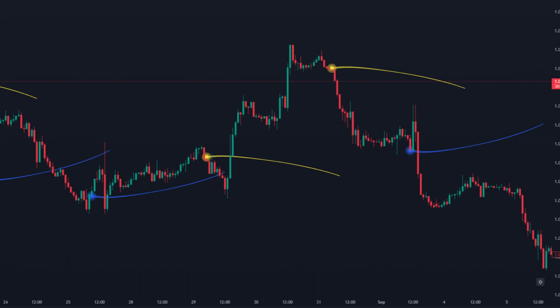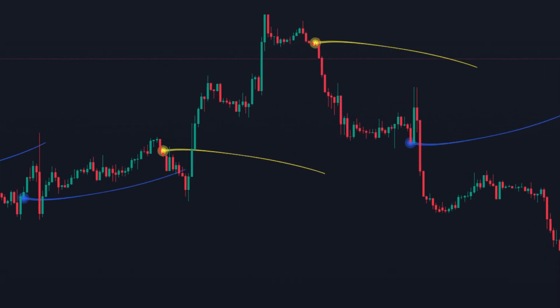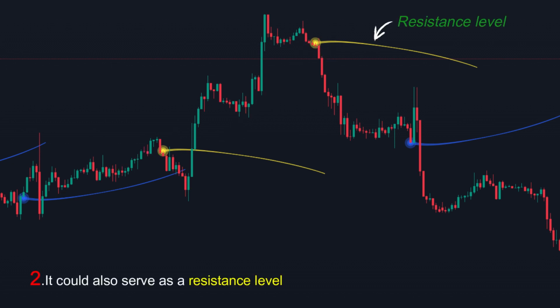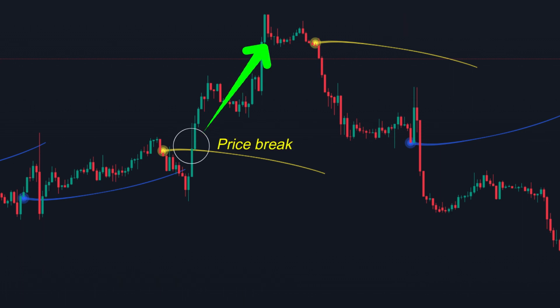Now let's discuss how this indicator works to identify trend reversals in the market. Whenever we get a new yellow saber, this indicates two things. First, it signals that the price is likely to reverse from a bullish move to a bearish move. Secondly, it could also serve as a resistance level. If the price breaks the resistance level, then we expect prices to continue moving upward.